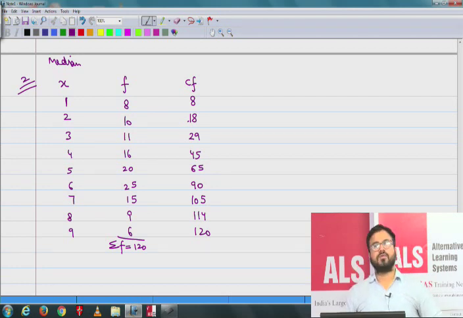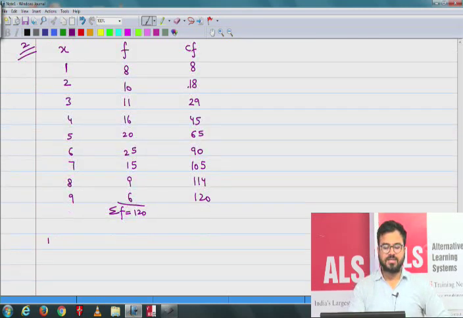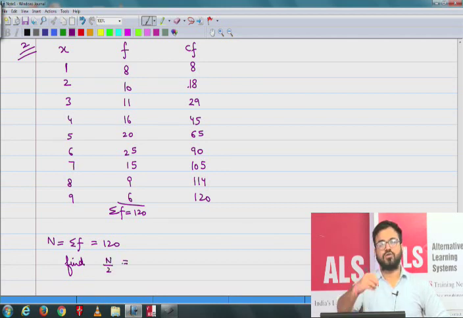So the first step while finding the median for this type of data is to find the cumulative frequency. The second step is to add all the frequencies as usual. Capital N also indicates the sum of the frequencies, which is 120. Now we find n by 2, half of the total, so 120 divided by 2 is 60.